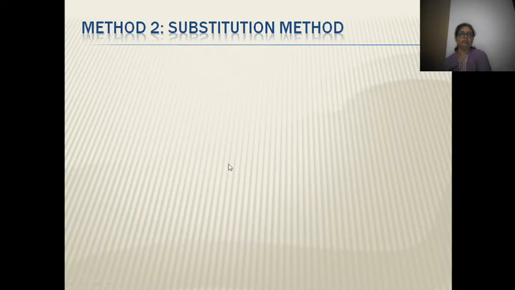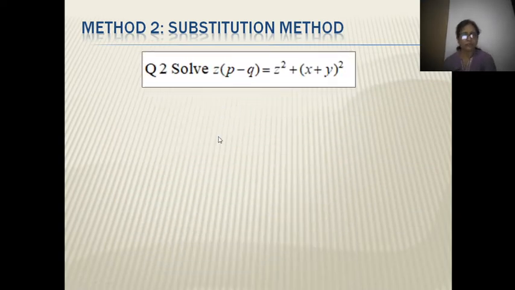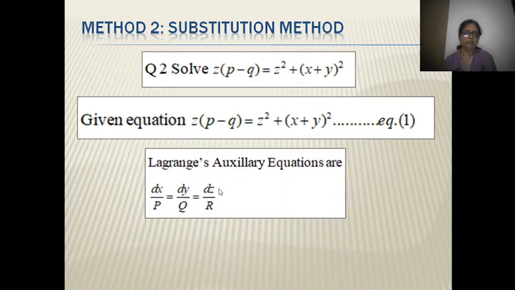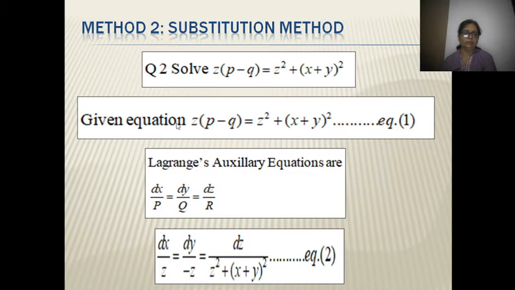Now substitution method. Consider one example of this. First step, we write down the given equation in the auxiliary equation form, dx by capital P. Now here capital P value is z and capital Q value is minus z. Therefore dx by z equal to dy by minus z equal to dz by the denominator term, which is the R value, the right hand side of the given equation. Therefore we get the equation number 2.